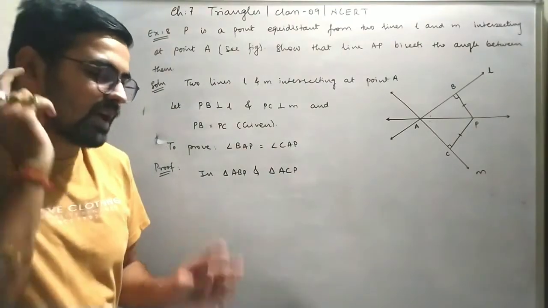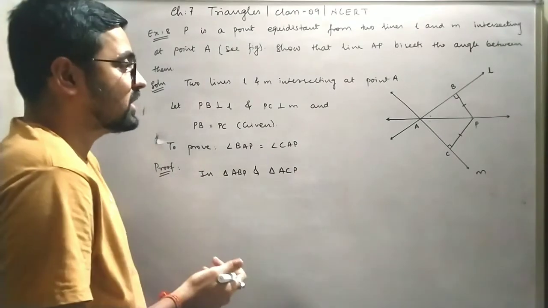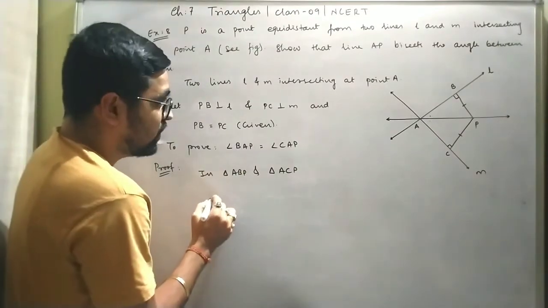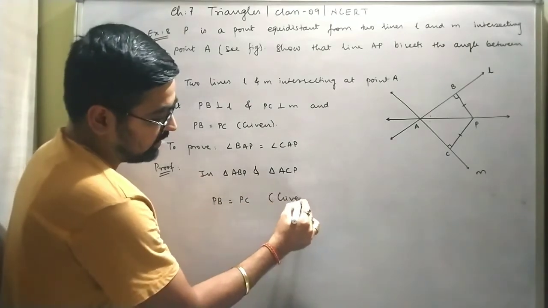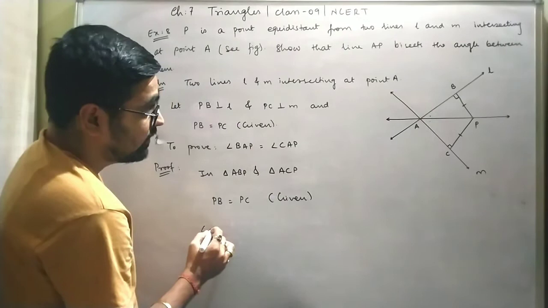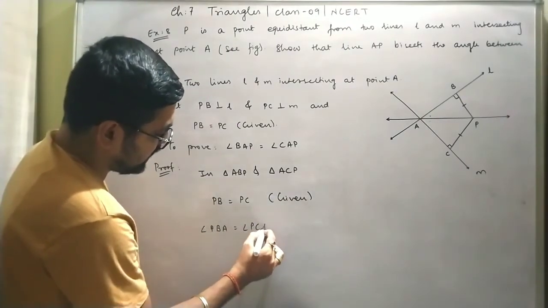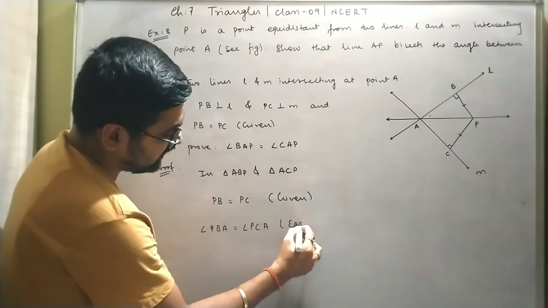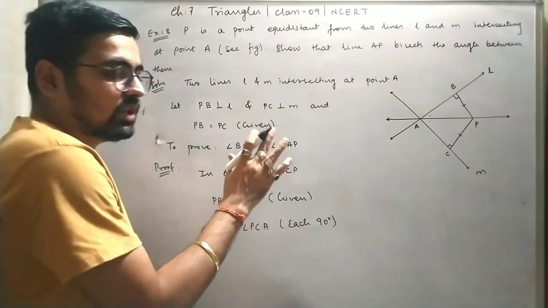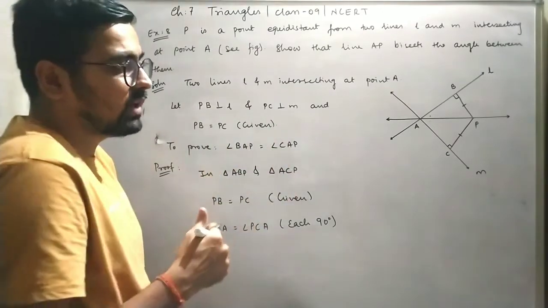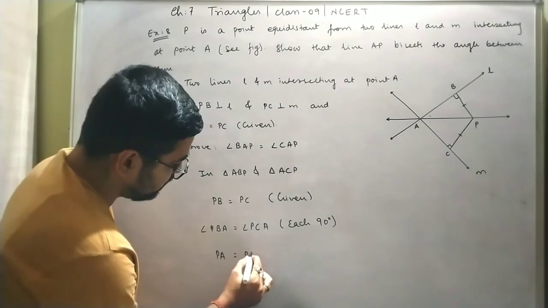These two triangles will definitely help us, because other than that we don't have any triangles that we can prove congruent. Now in those two triangles we already know that PB equals PC, given. Second, angle PBA equals angle PCA, each 90 degrees. So these are the two things we have in the figure. Now what could be the third criteria? Those who said PA common are correct.